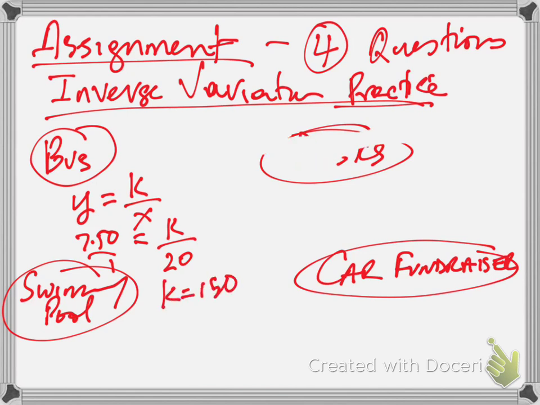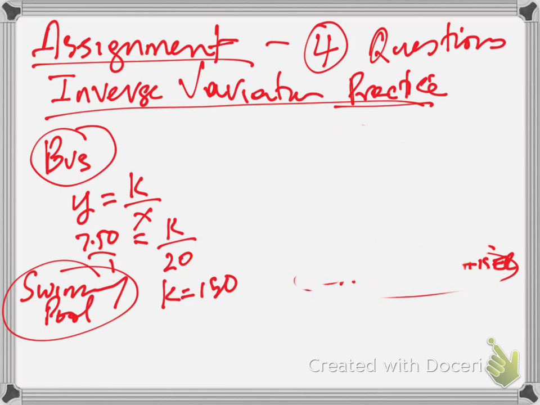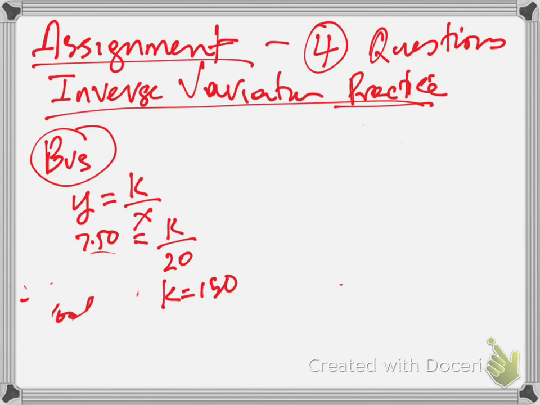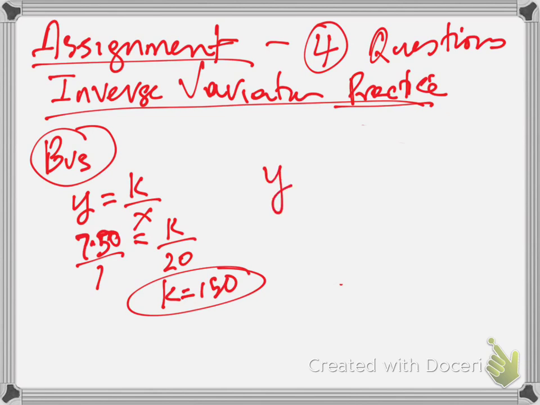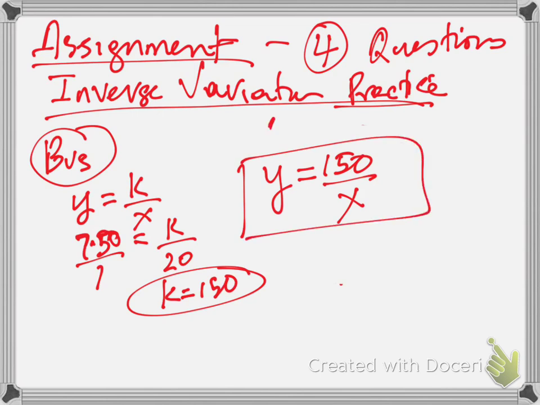Okay, so I'll erase everything else here just so we'll have enough space. All right, I'll erase everything here. So I have $7.50. So k is equal to $150. So my equation would be y is equal to $150 divided by x. Okay, that would be my equation.